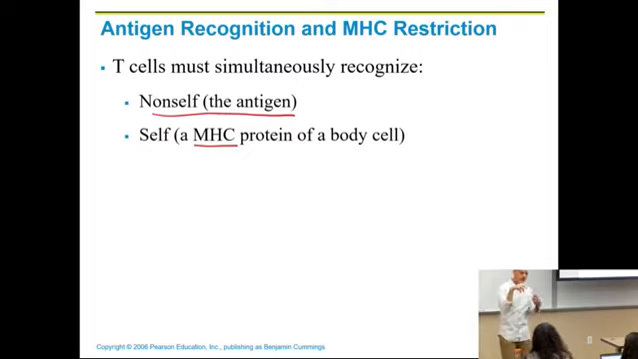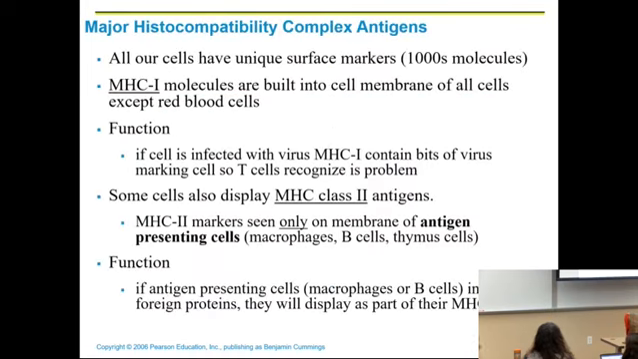Whether it is an infected cell, which is showing some of that foreign antigen with that MHC1 molecule, or an antigen-presenting cell, which is doing it on purpose and saying, hey, I ate this, let me show it to you. Don't attack me. Here's my pass, here's my self-antigen, but as part of it, here's the foreign antigen. This is the thing I want to show you. So T cells are going to be recognizing those combinations of foreign antigen and self-antigen.